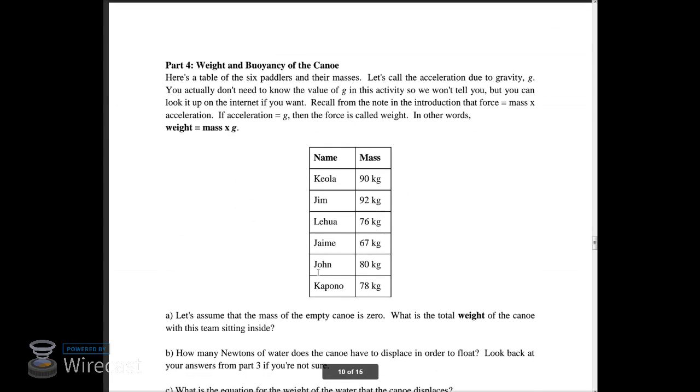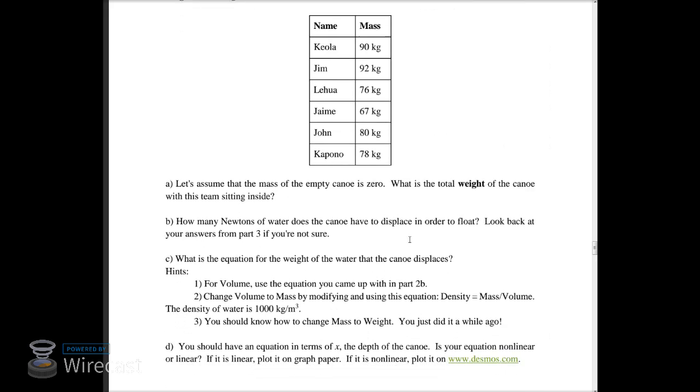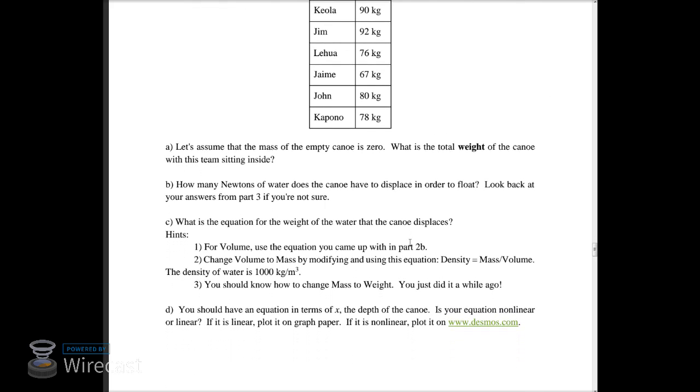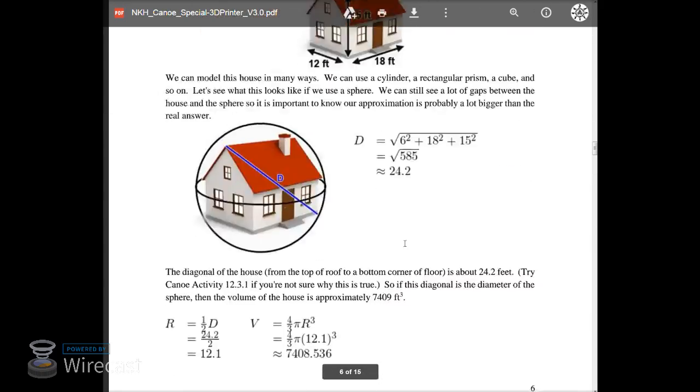And then the final part of it is to determine the mass of the team of paddlers. And from there you can figure out how much water displacement the canoe needs. So basically how much buoyant force the canoe needs in order to lift the mass of the canoe team. And then with that you can solve for x from the formula you came up with in part 2.